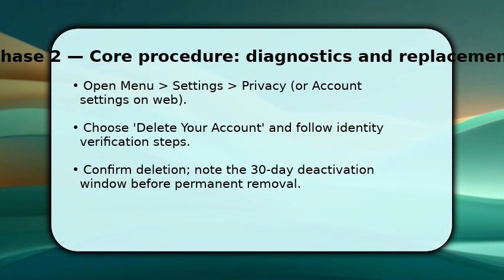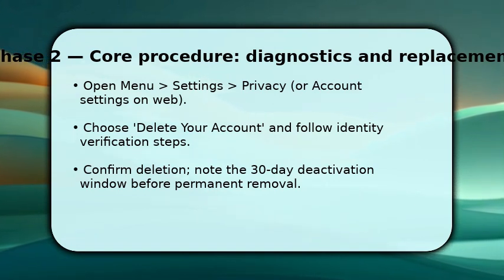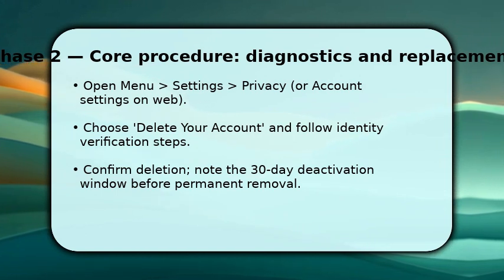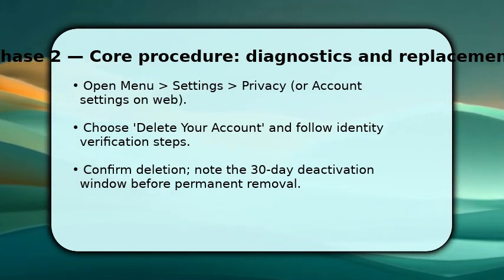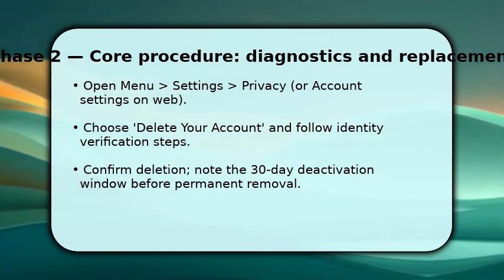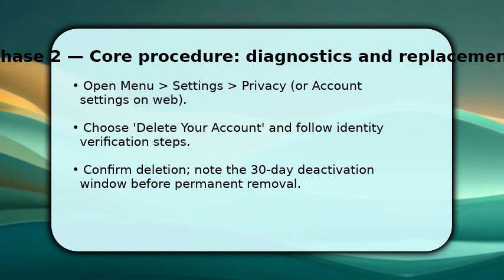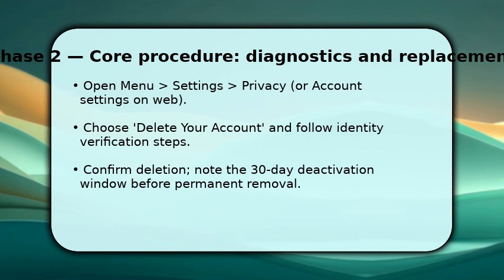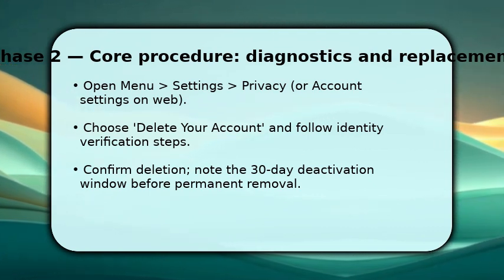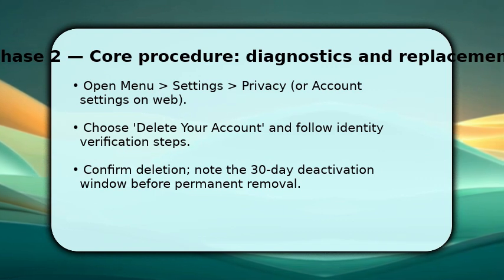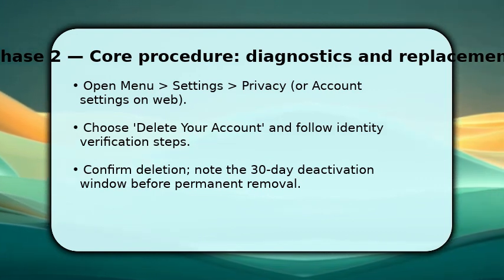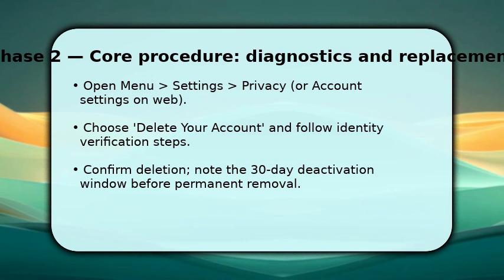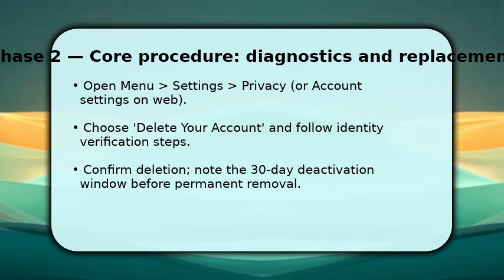Now go into Menu, tap Settings, then Privacy, or use the account settings on the website. The exact label can vary. Select Delete your account and complete any identity checks. Uber may ask for password, SMS code, or photo ID to verify it's you. Confirm the deletion request. Uber places the account into a deactivation hold, typically 30 days, during which you can cancel if you change your mind. This process removes access and begins permanent data erasure after the hold.